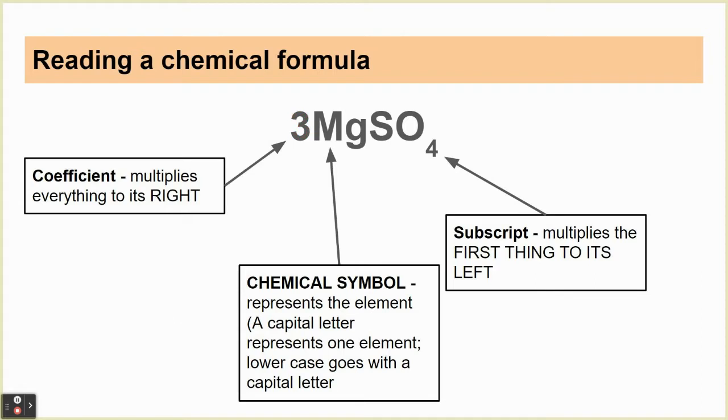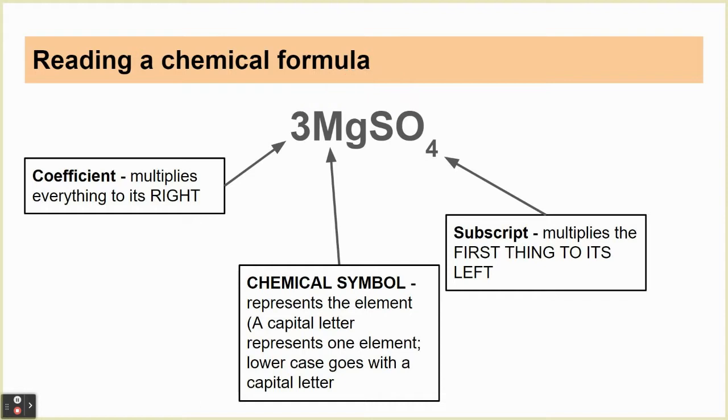That is called a coefficient. Now, a coefficient, guys, multiplies everything to the right. It multiplies all the elements to its right. So in our case, this 3 multiplies the Mg, this 3 multiplies the S, and this 3 multiplies the O.